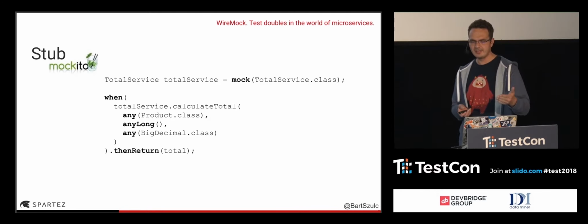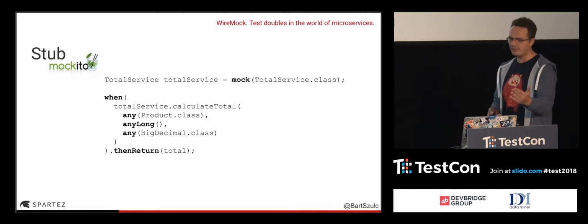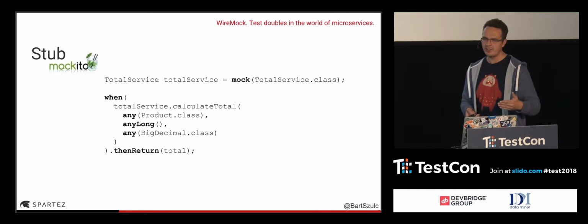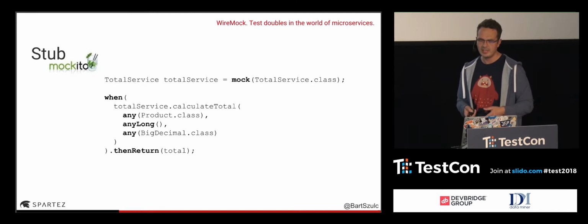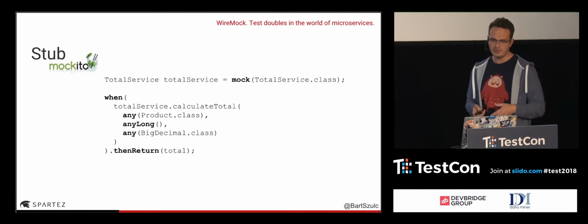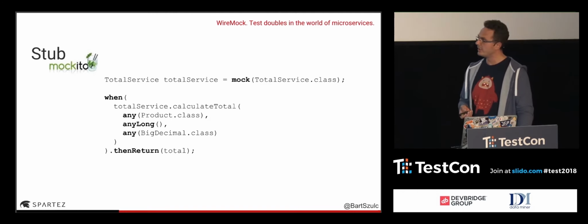And this is a stub because we are not really interested in what kind of arguments are passed to the method. That's why we are using this any. We don't care what's the product that is passed. We don't care how much of that product is passed to calculate the total value for the invoice, and we don't care about some kind of other information that is needed to calculate the total.